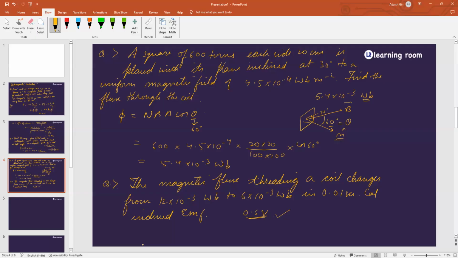No one? See, EMF is nothing but phi 2 minus phi 1 upon t, the change in time. So if you put in these values, phi 2 is this, phi 1 is this, and there will be a negative sign outside. Because according to Lenz's law, the EMF produced will be opposite to the change. So EMF always opposes the change. So from there you'll be getting the value 0.6.